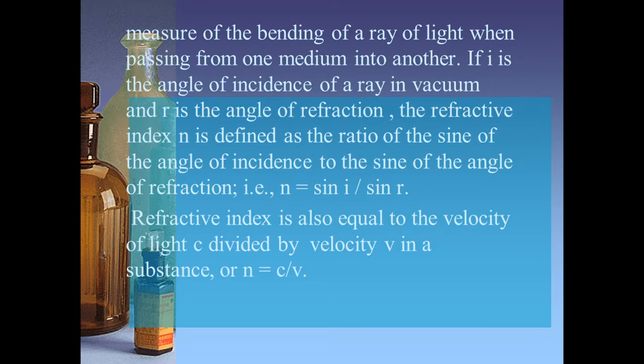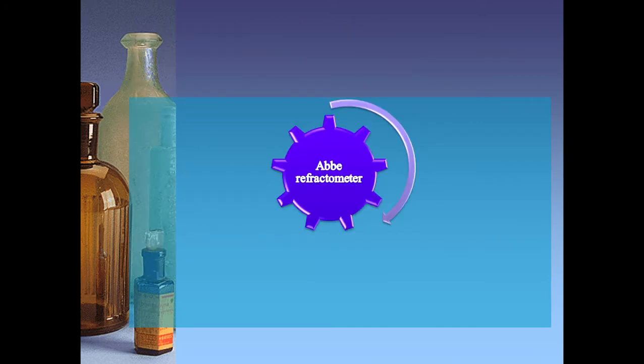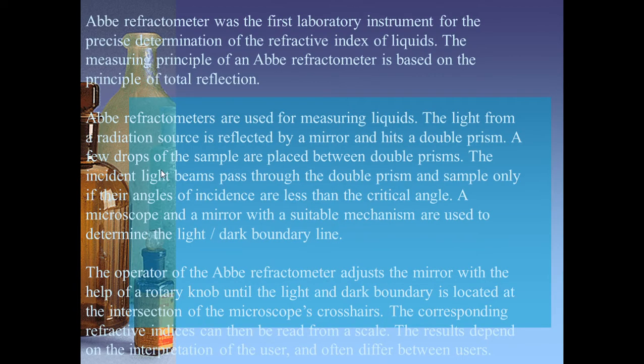How do you measure the refractive index of liquids? Abbe's refractometer. The Abbe refractometer was the first laboratory instrument for the precise determination of the refractive index of liquids. The measuring principle of an Abbe's refractometer is based on the principle of total reflection. Abbe's refractometers are used for measuring the refractive index of liquids.